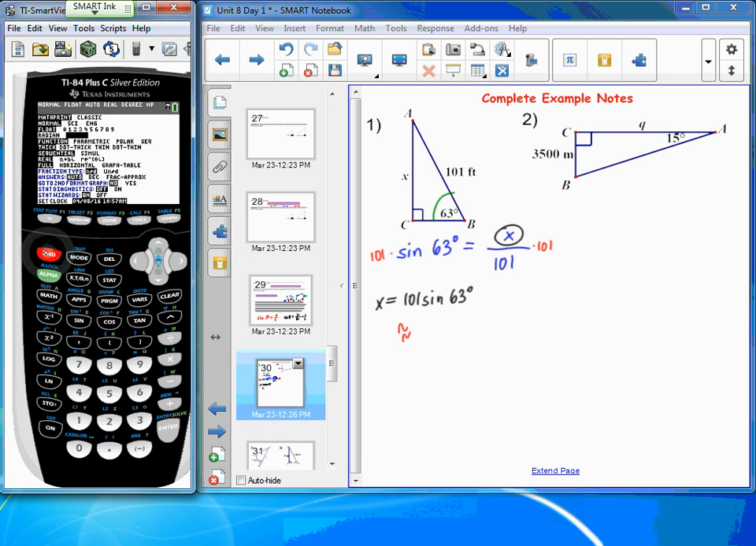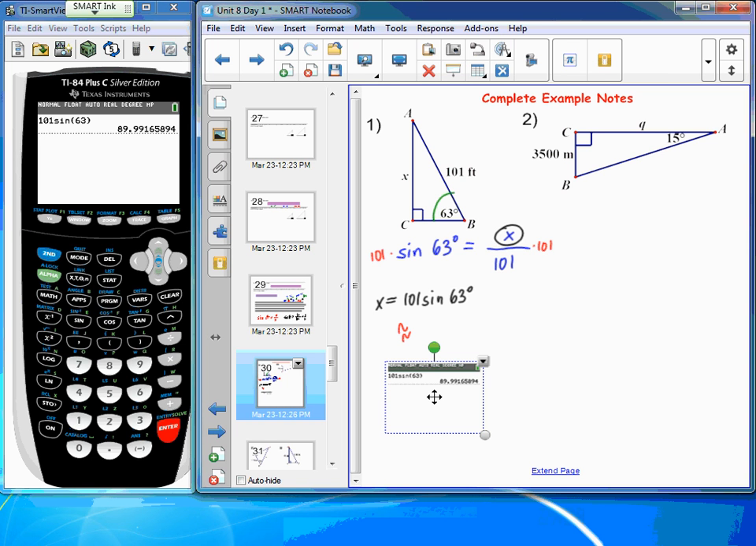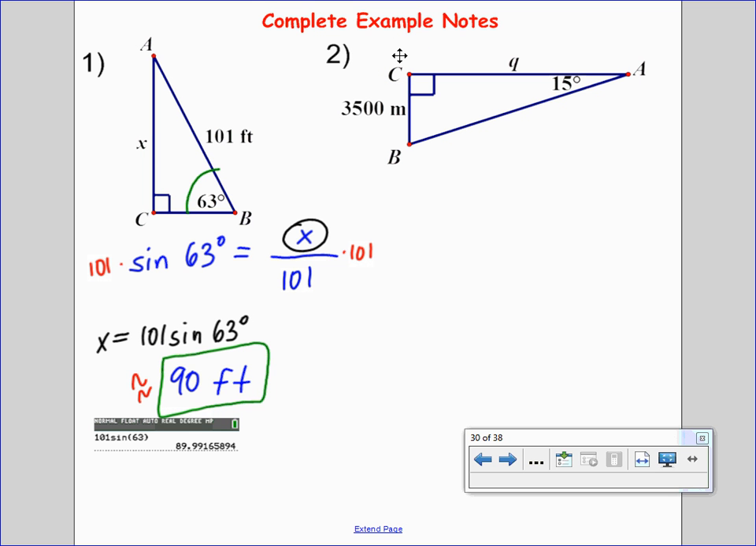Degree mode. Now on my home screen, I'm all ready to go: 101 times sine of 63, close parenthesis. Voila! It looks like I get about 90 feet. I'm getting 89.9916, so about 90 feet. Awesome. Let's go ahead and do another.